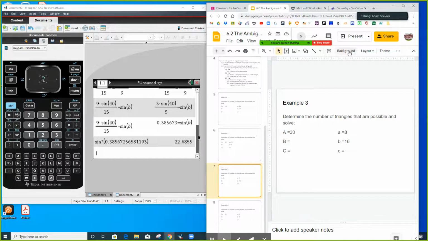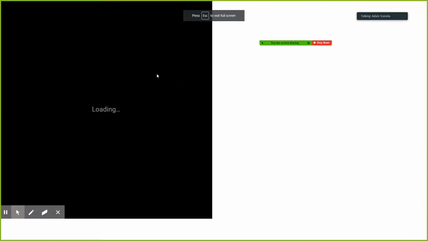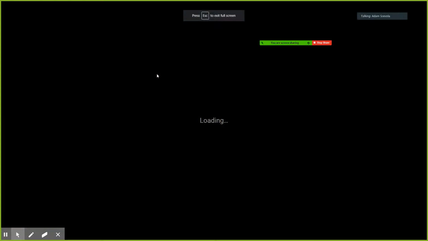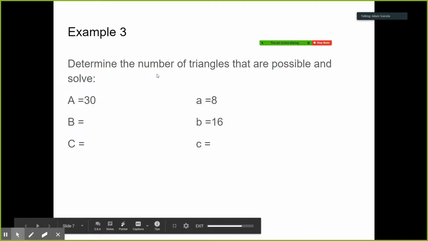Two more cases and then we'll call it class. I just want to make sure we see what happens when we get two triangles.